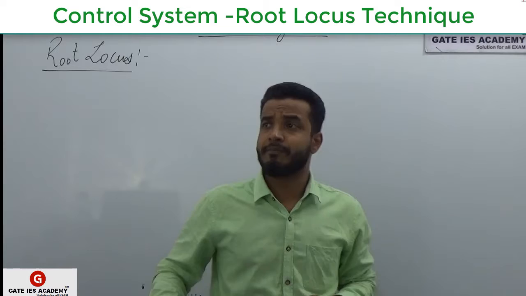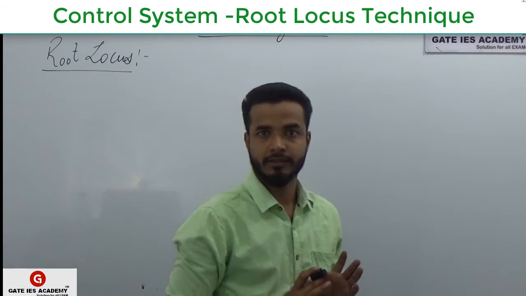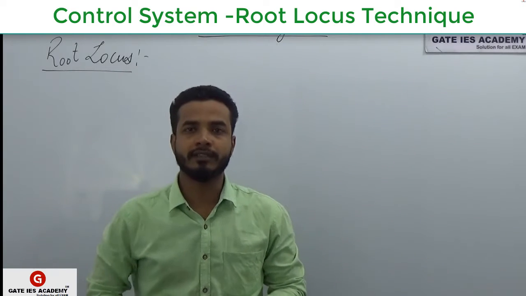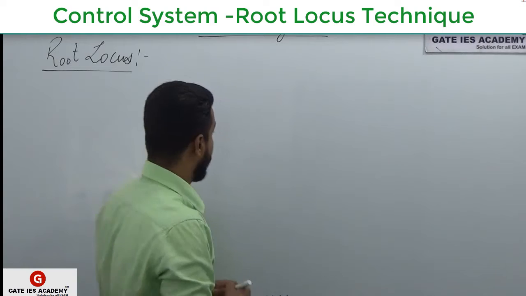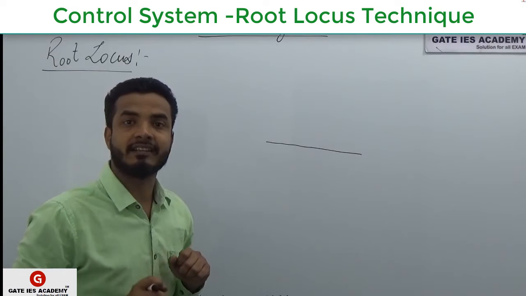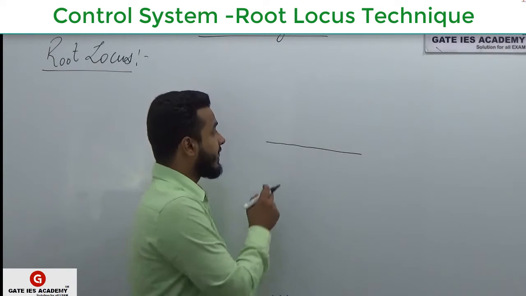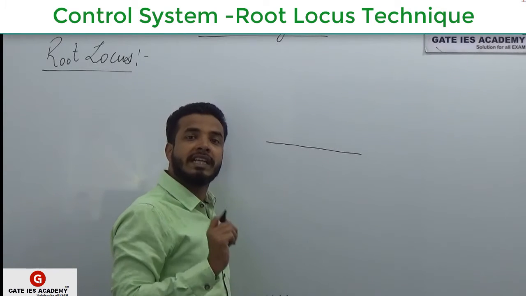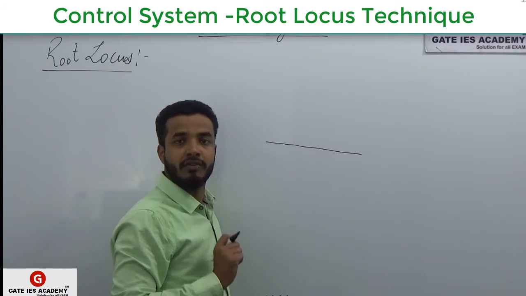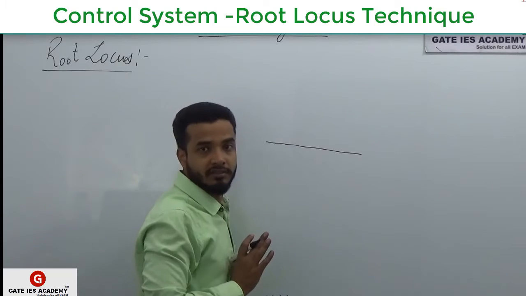As the name itself suggests, root means roots of what? Roots of some particular equation. Locus, what is the meaning of the locus? Locus is nothing but the connection of several points which satisfy a particular mathematical equation. It is an interconnection of all the points which satisfy the same mathematical relation. Then that particular curve is known as the locus.